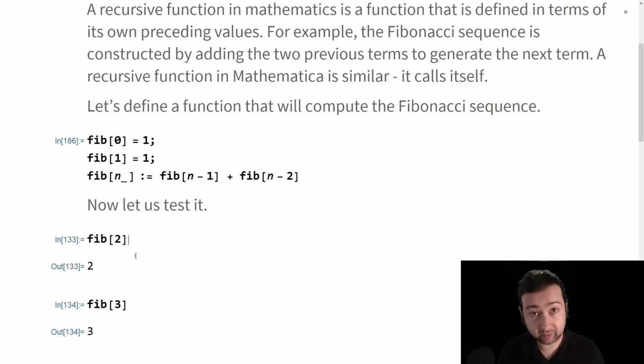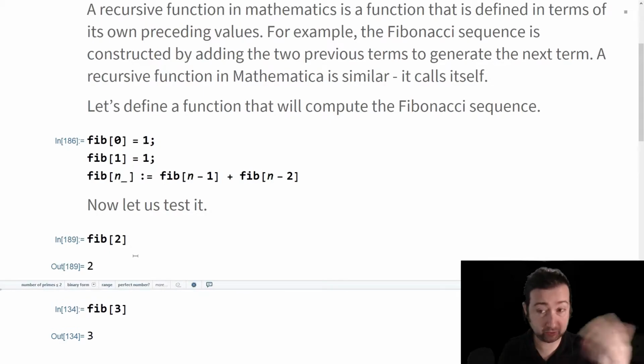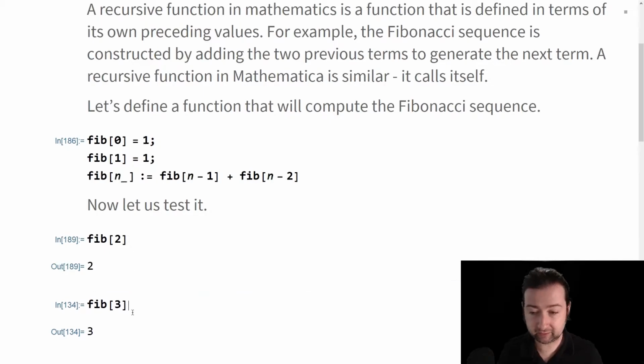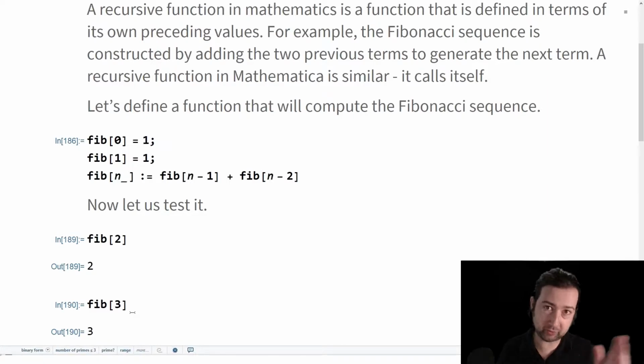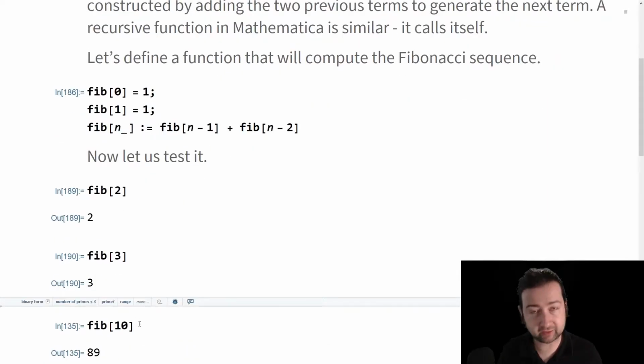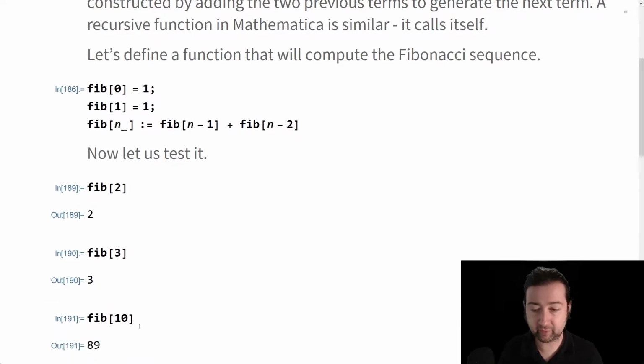So according to my formula, if I put 2 in here, well, that's going to call fib of 1 plus fib of 0, which is going to be 2, because 1 and 1 is 2. Fib of 3 is 3. That's good, because 2 plus 1 is 3. And I can keep going. I can test various numbers. The Fibonacci of 10 is 89, and so on.